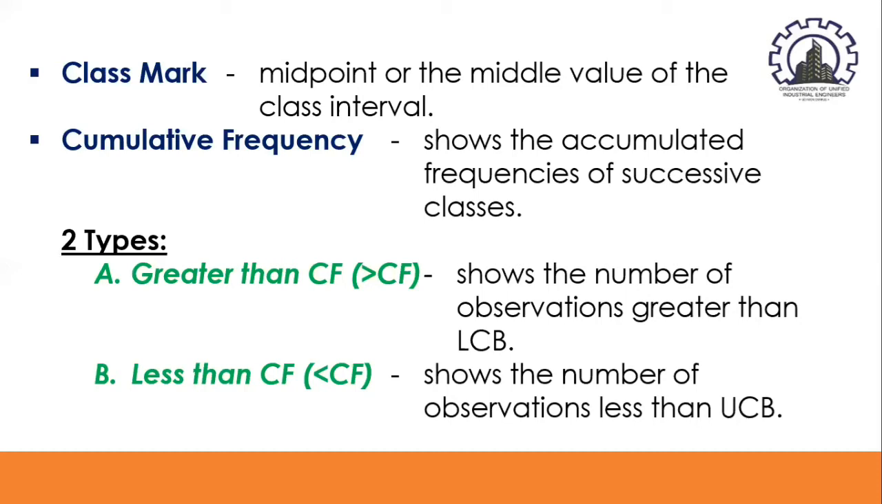And if we say cumulative frequency, it shows the accumulated frequencies of the successive classes. And this is divided into two types. First, we have the greater than CF. And also we have the less than CF. If we say greater than CF, it shows the number of observations greater than LCB or lower class boundary. On the other hand, for less than CF, it shows the number of observations less than your upper class boundary.